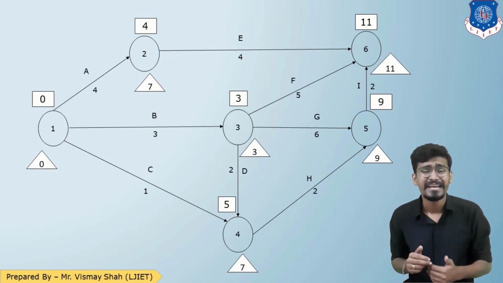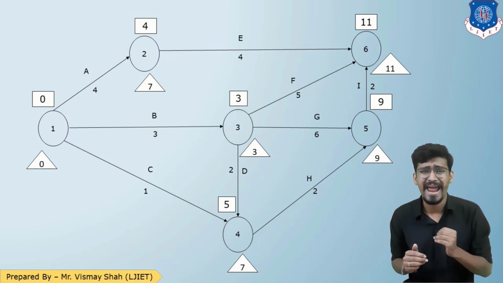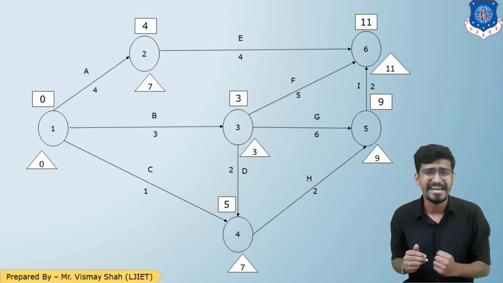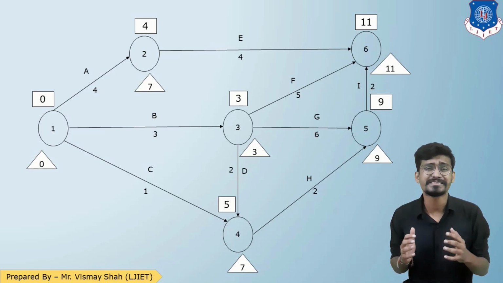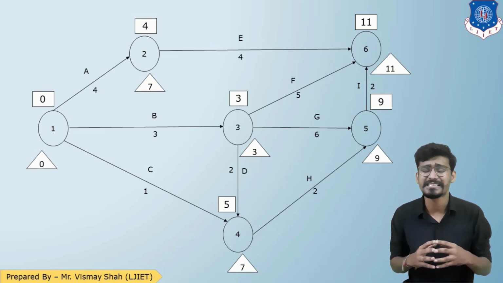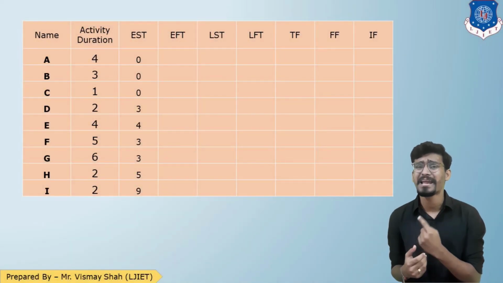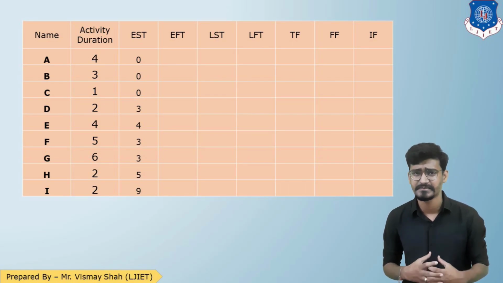For E, it will be 4. For F, it will be 3. For G, it will be 3. For H, it will be 5. And for I, it will be 9. So this is how EST can be obtained from the network. Let us write it down. So that is my complete column of EST.